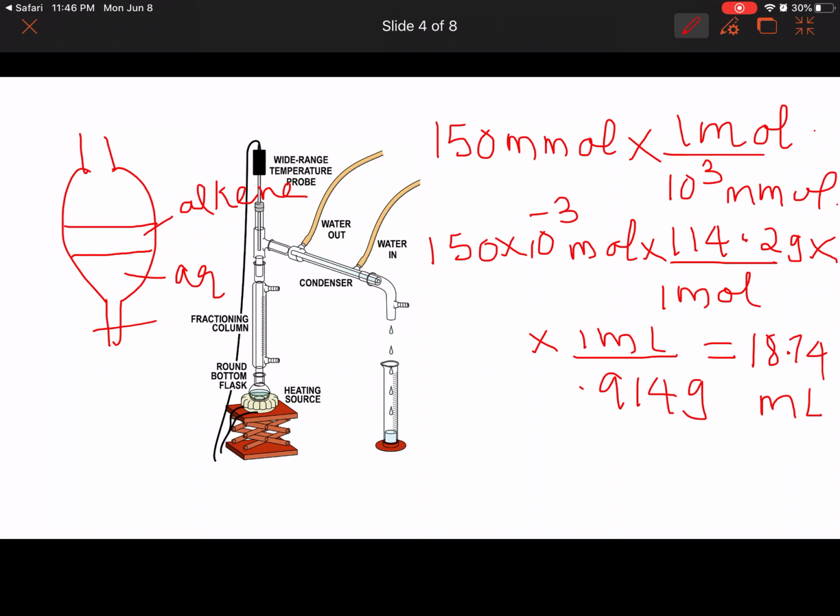And then you're going to remove the bottom layer to a beaker and keep the alkene layer inside the separatory funnel. After you empty the aqueous layer, you're going to be adding sodium bicarbonate.